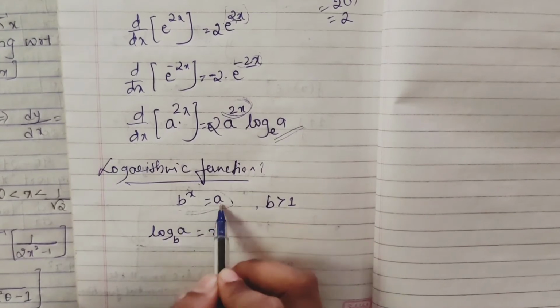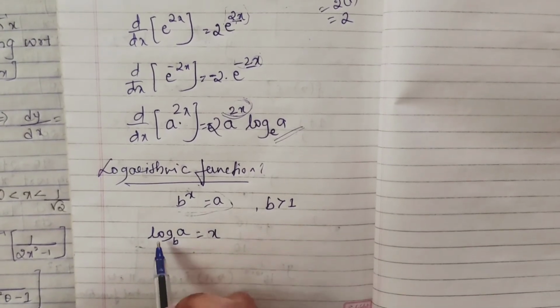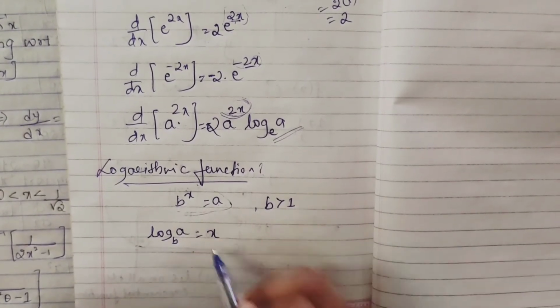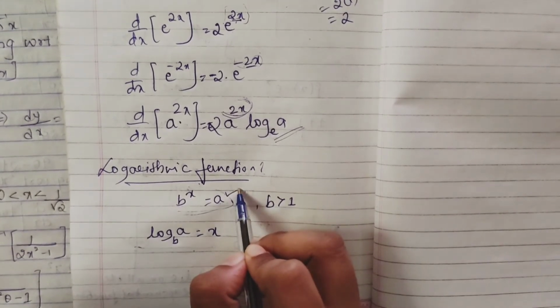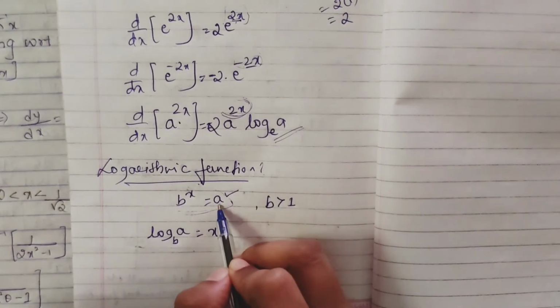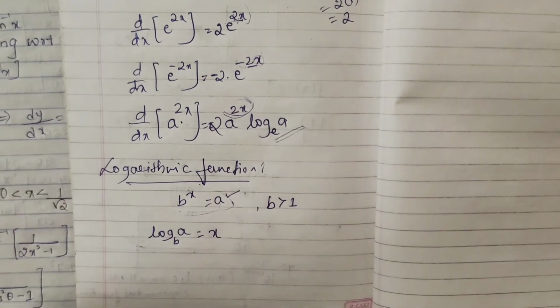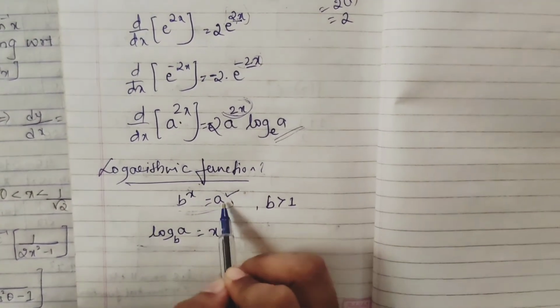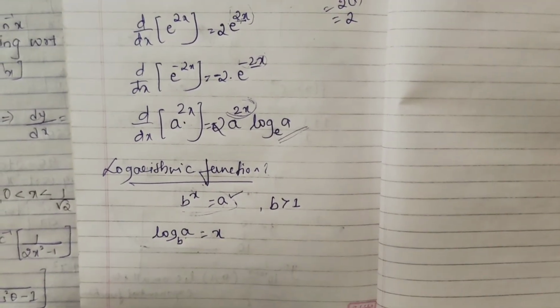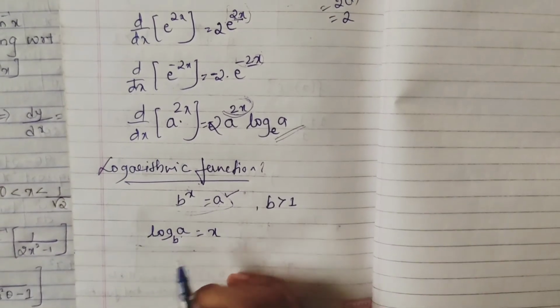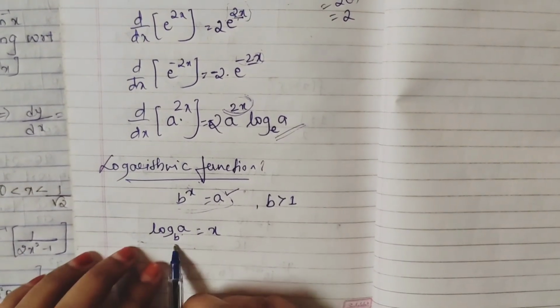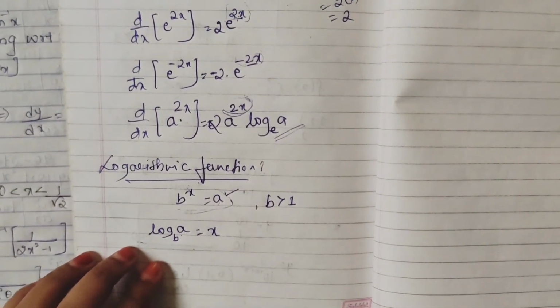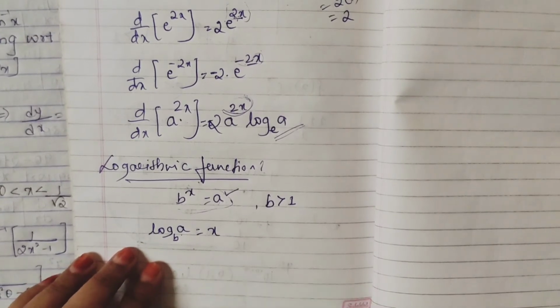If you want to combine both of these, it becomes log a to the base b is equal to x, meaning whatever value you get, apply log, and you can see this value. For any base, what number you should get, this log gives us.